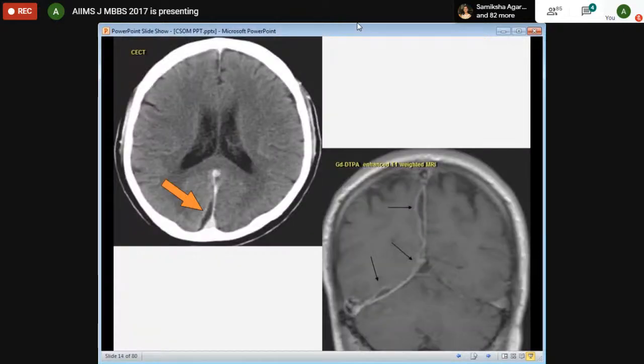As you can see in this CT and MRI, on the outside there is the dura mater, and below it, between the brain tissue and the dura mater, there is pus. Here also you can see this. This white line is the dura mater. See, the dura mater shines in MRI, and below this white line there is pus between the brain tissue and the dura.